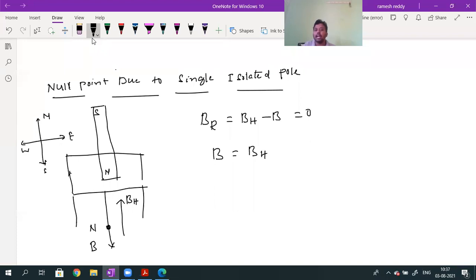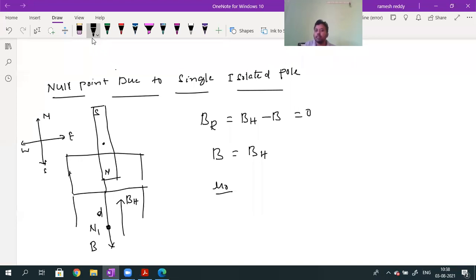So at that point, the magnitude of BH should be equal to B, and the directions are already always opposite. So the B value will be equal to BH. If I call this null point, at a distance D, I will call it N1. Here I already wrote N, so you will get confused. I will call the null point N1. The null point distance is measured not from the center but from the north pole. The null point distance is D.